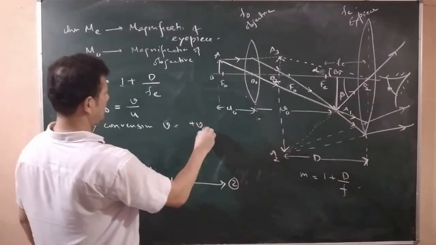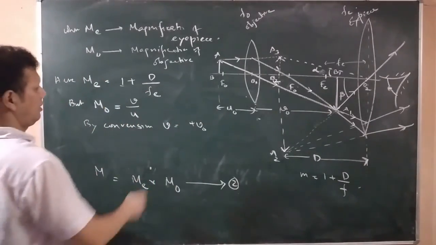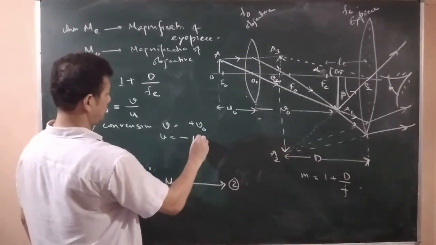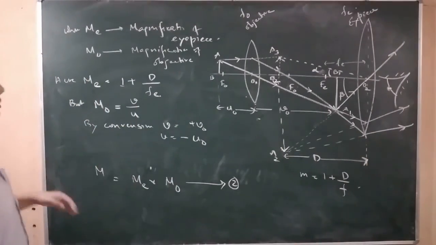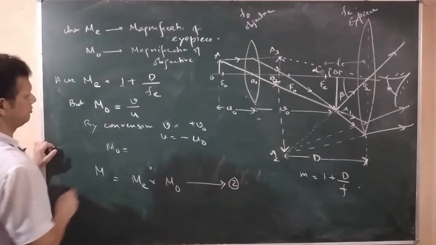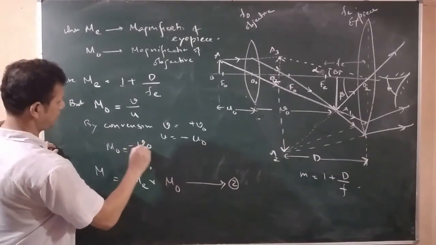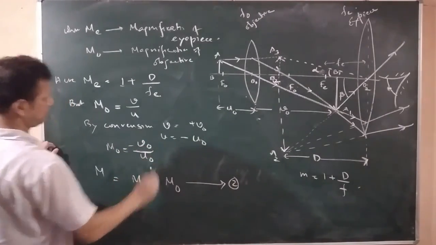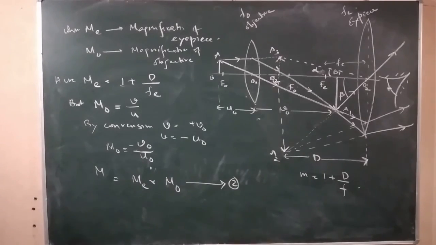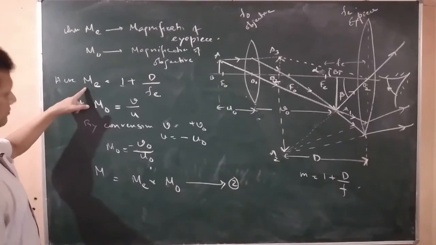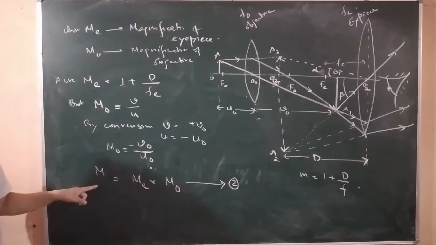So here by convention v is equal to plus v naught because the image is produced on this side, and u is equal to minus u naught according to convention. If I put these, m naught will be equal to v naught over minus u naught. Okay, so put this one and this one in equation number 2.